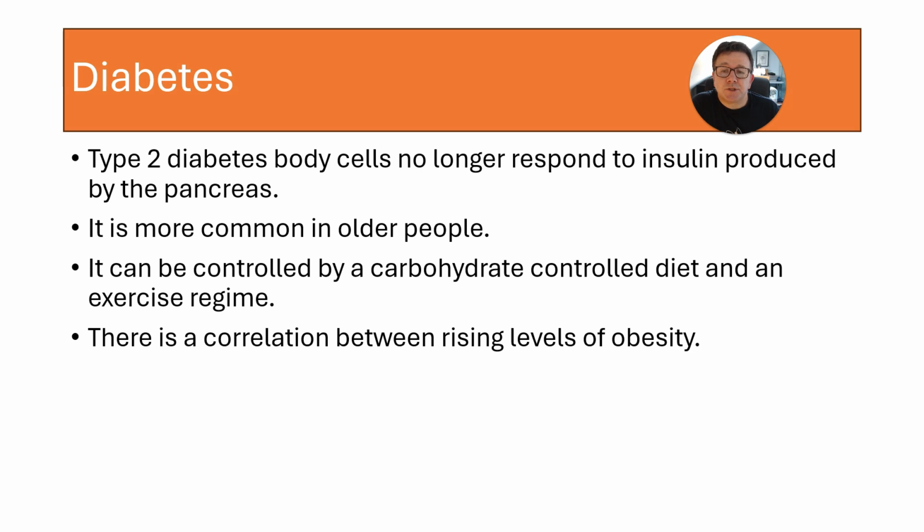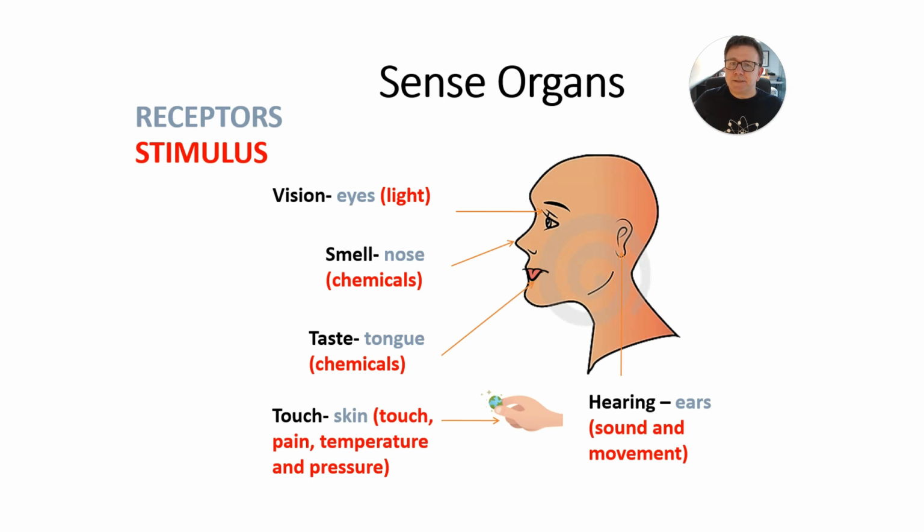Type 2 is usually later onset, so more common in older people, where your cells, the target cells, no longer respond to insulin produced. So you control it by a carbohydrate controlled diet, not just a controlled diet, it's got to be carbohydrates, and an exercise regime, so regular exercise. And there is a correlation, so one of the key risk factors of diabetes is obesity.